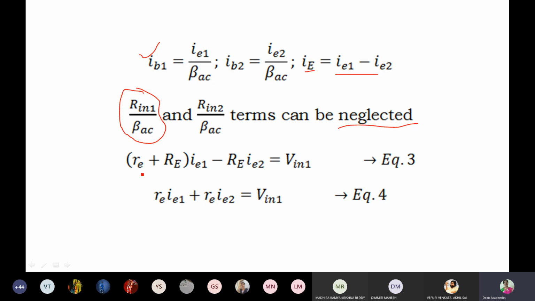Okay, in a similar way, you please do that and you will get an expression in terms of IE1, IE2, Vin1 and IE1, IE2, Vin2. Like that you get equations 3 and 4. All these intermediate steps I have done exactly for the dual input balanced output differential amplifier, and therefore we have done it in a very detailed manner.